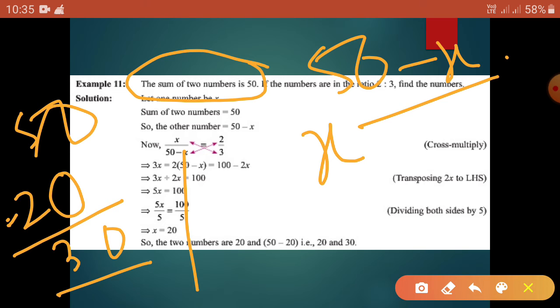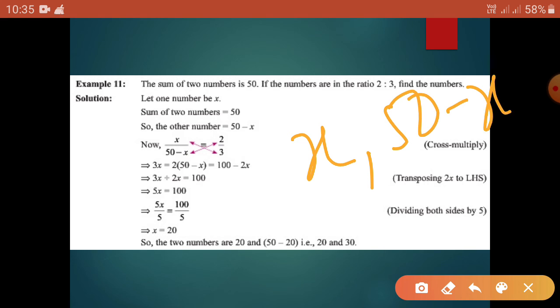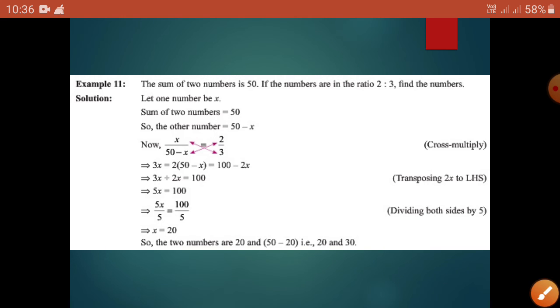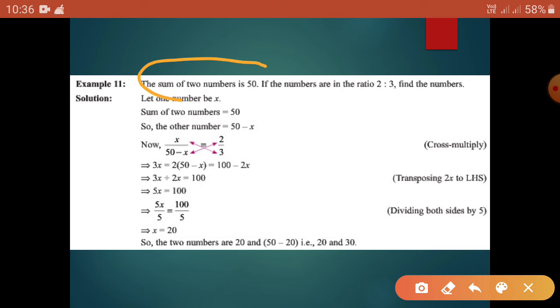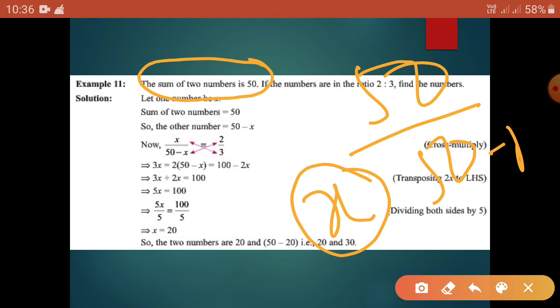Okay, so if we assume that one number is x, then the other number will be 50 minus x, if the sum of the two numbers is 50. Again I am telling, if the question says the sum of two numbers is 50, we can assume that one number is x, so the other number will be 50 minus x.